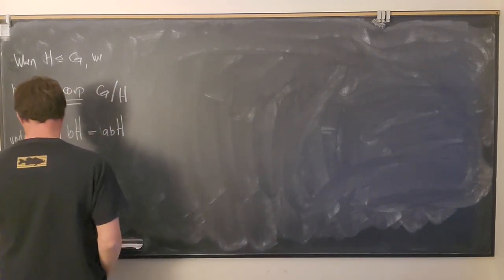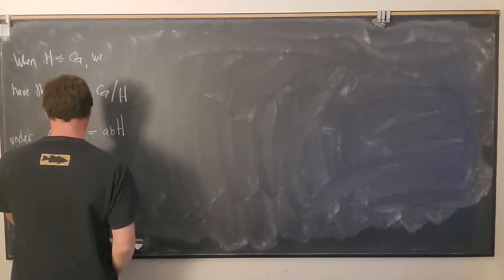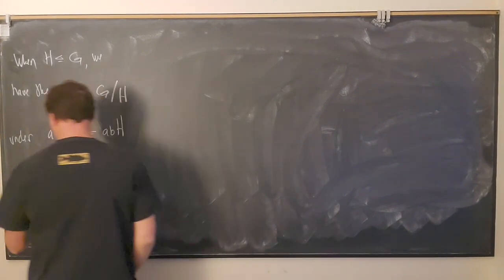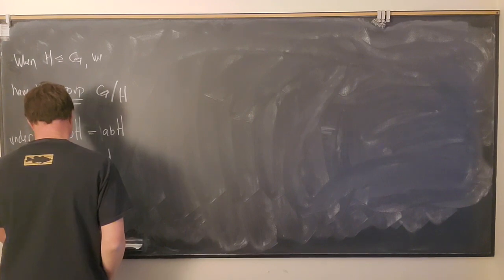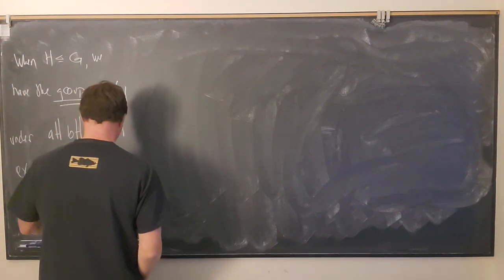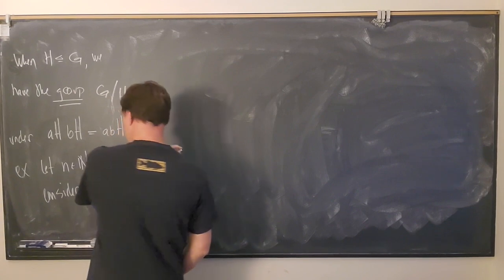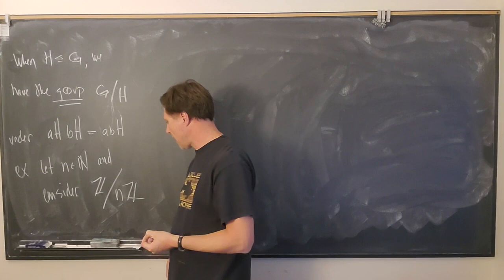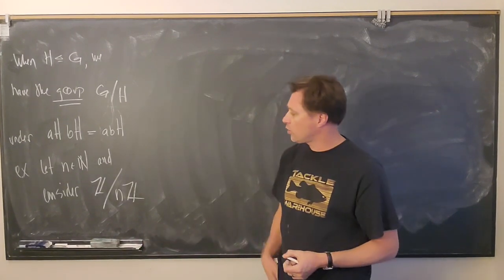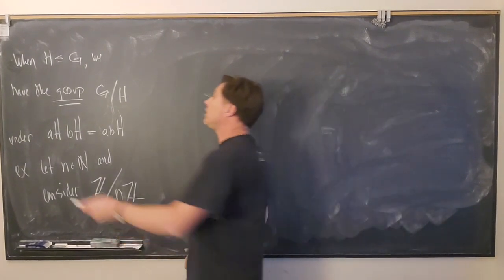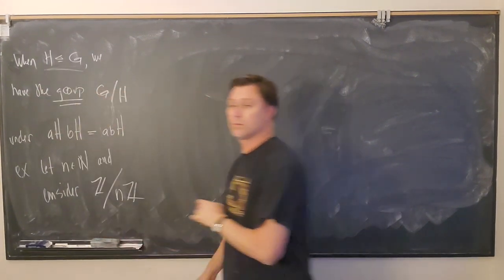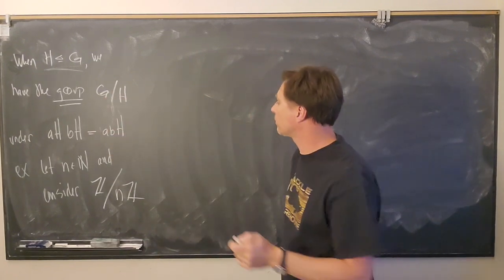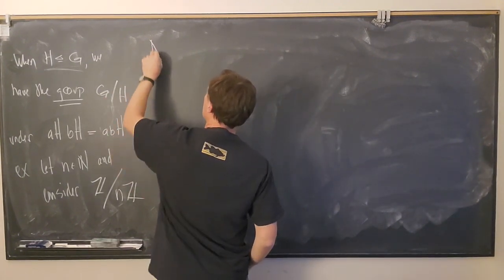Let n be a natural number, and let's consider Z mod nZ, the set of left cosets, the quotient group Z mod nZ. Now you might say, did you jump a little quick here? You called it a quotient group, but remember, you need the denominator, if you like, to be a normal subgroup of the numerator.